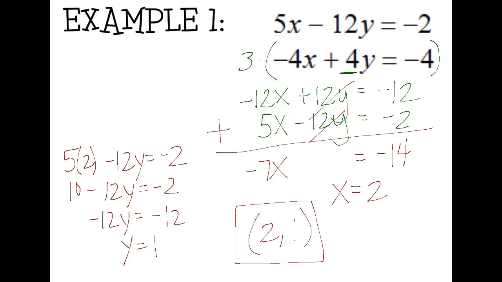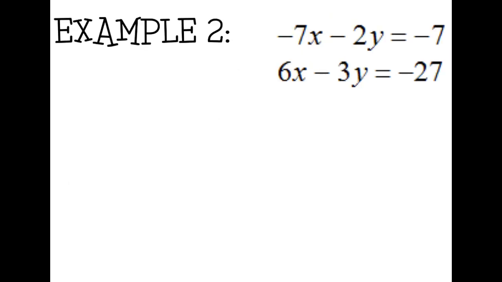So again, we were able to do this. We were able to eliminate a variable simply because we chose to multiply one of the equations by something the entire way across. I also could have multiplied by a negative 3, and I would have gotten a positive 12y, and then I would have just subtracted the equations to eliminate that y. And we have one more example there. The negative 7x minus 2y equals negative 7, and 6x minus 3y equals negative 27.